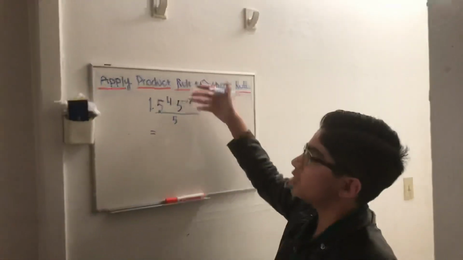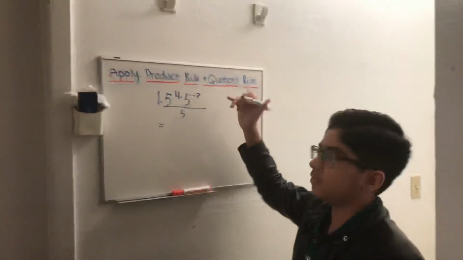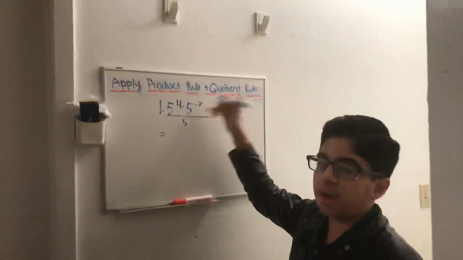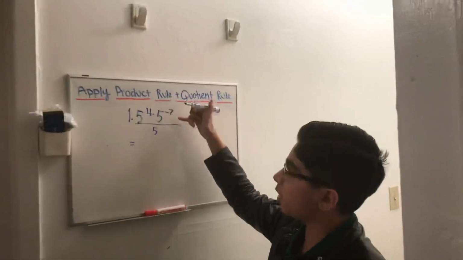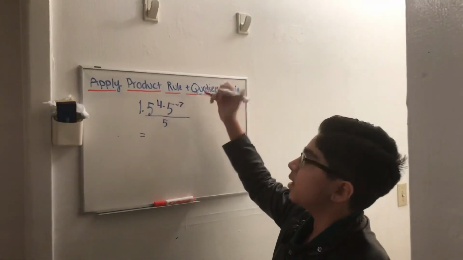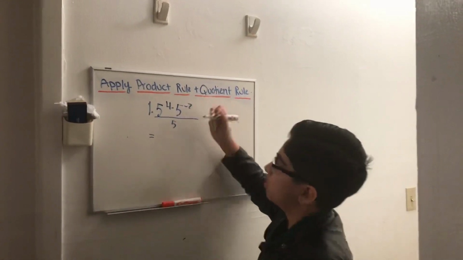Today I will be teaching you how to apply the product rule and the quotient rule to solve complex equations. So, 5 to the power of 4 times 5 to the power of negative 7 divided by 5. Right here in the numerator, you would apply the product rule. So let's just do that.